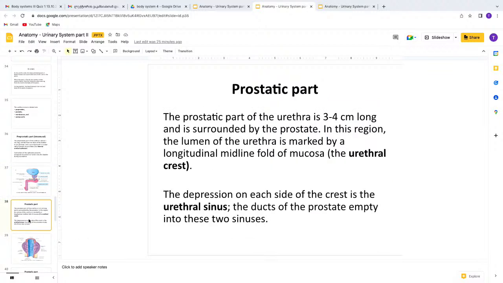Talking about the prostatic part, which is a bit longer, around 3 to 4 centimeters long, it is surrounded by the prostate. In this region, the lumen of the urethra is marked by a longitudinal midline fold of the mucosa, and this fold is called the urethral crest. The depression on each side of the crest creates a urethral sinus. We will have a picture regarding that. The ducts of the prostate empty into these two sinuses.